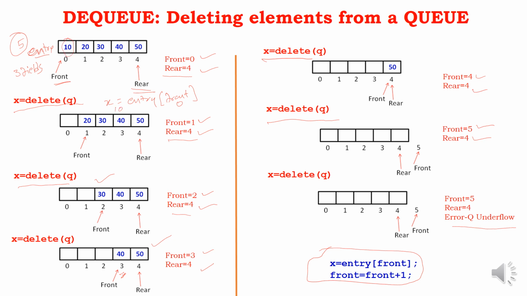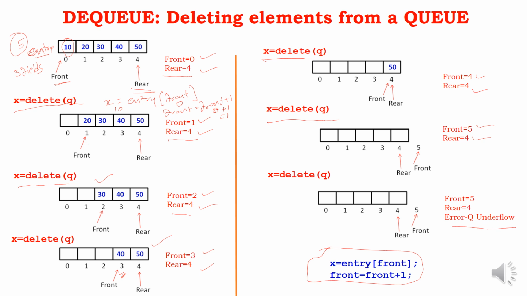If you want to use the value that is deleted from the queue, you can use X. So X is the value that is deleted from the queue. Then front is front plus 1. Front is already 0, 0 plus 1, 1. See here, after deleting 10, front moves to the next location, front is 1.